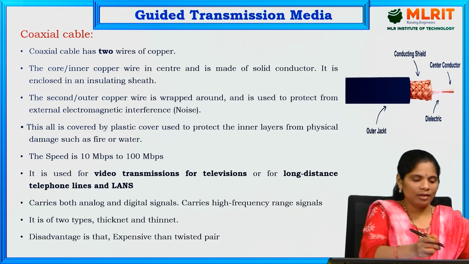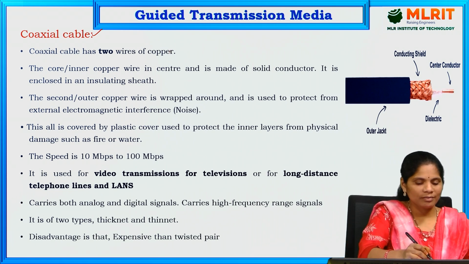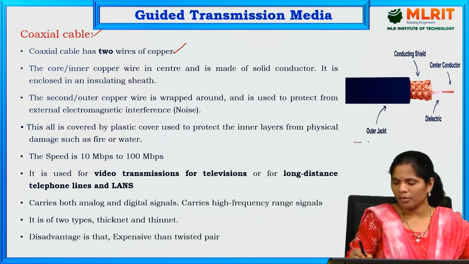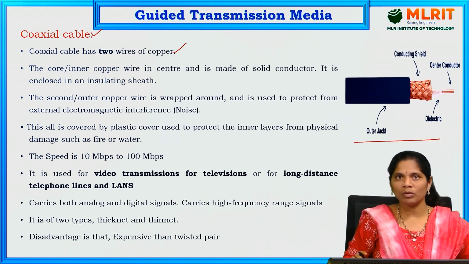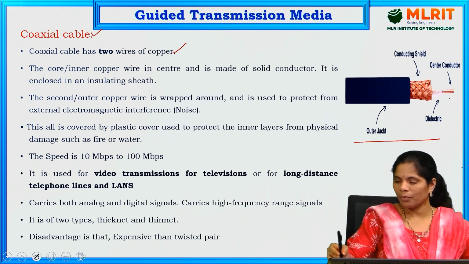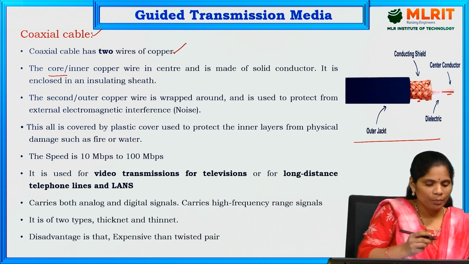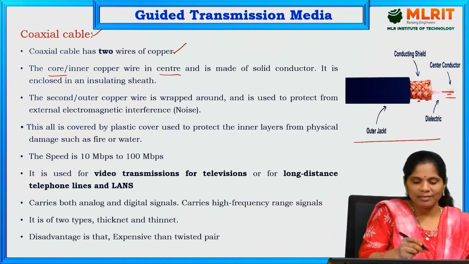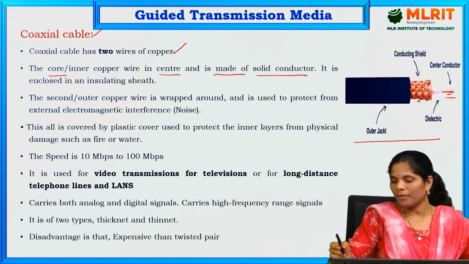And next one is the coaxial cable. What is coaxial cable here? Coaxial cable has two copper wires. In real life, everyone has seen this type of wire, right? It has two types of copper. This is one copper, this is another copper. It has the core copper, the inner copper. The inner copper wire is at the center, and it is made up of solid conductors.